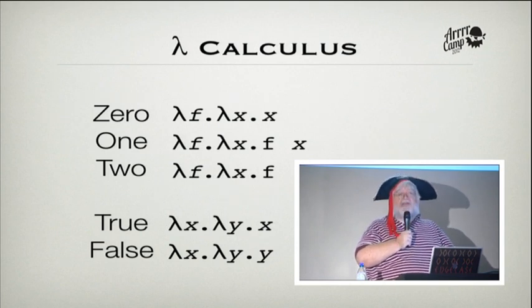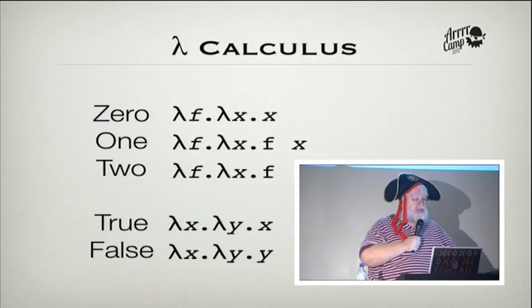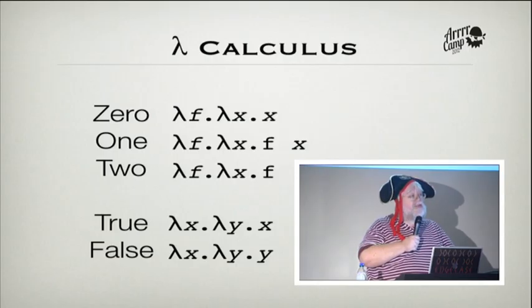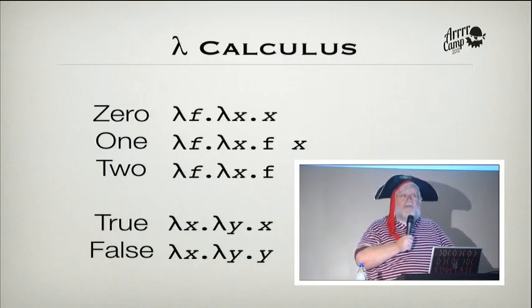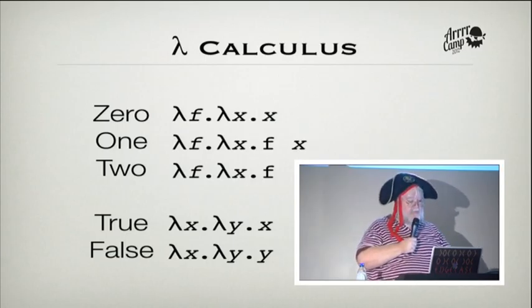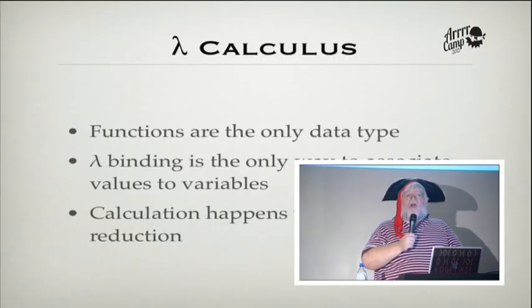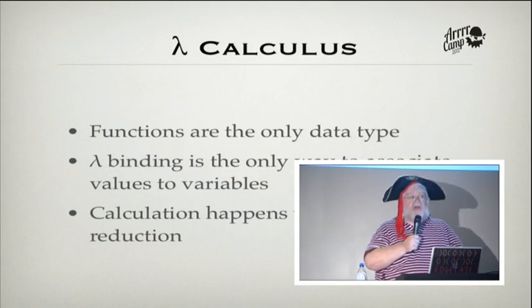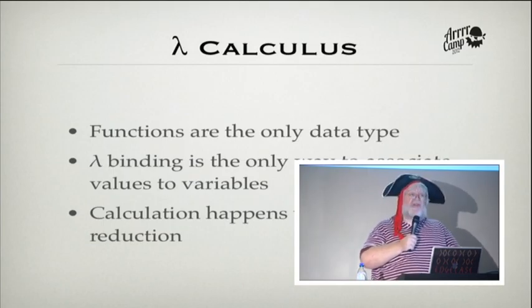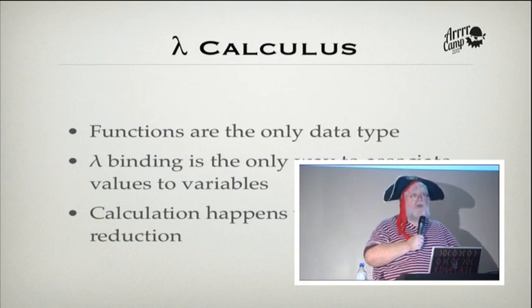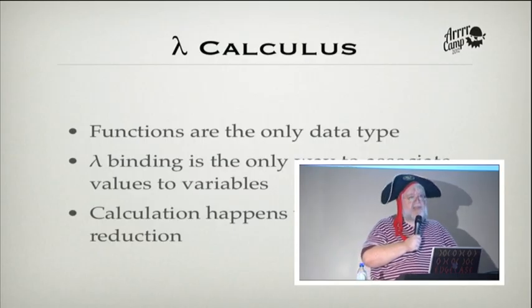Down at the bottom, we have a representation of true and false. True and false are both functions of 2 arguments. True returns the first argument, false returns the second argument. So it's kind of like an if-then-else. Functions are the only data type. There are no numbers, there are no strings, there is nothing but functions. And as we saw, we can use functions to represent things we're interested in, like numbers and strings, and we can build data structures out of functions. That's kind of beyond the point of this talk.